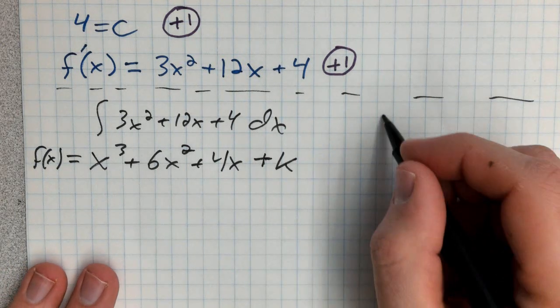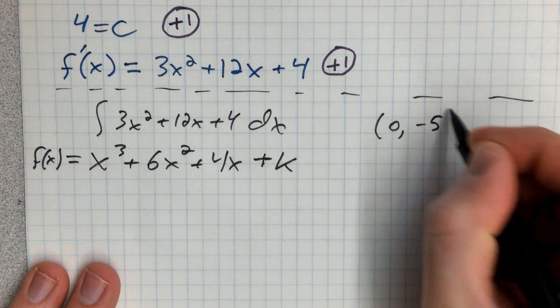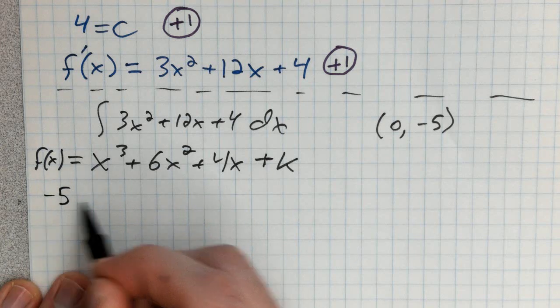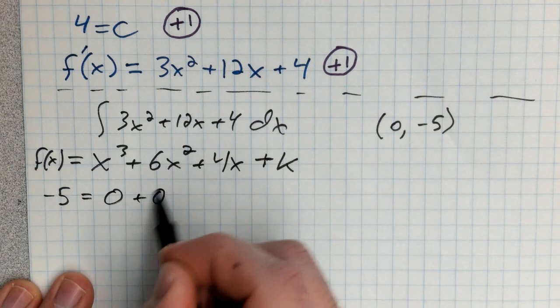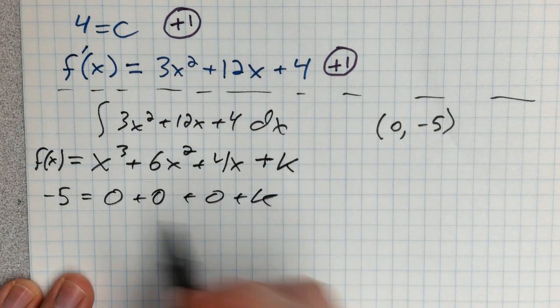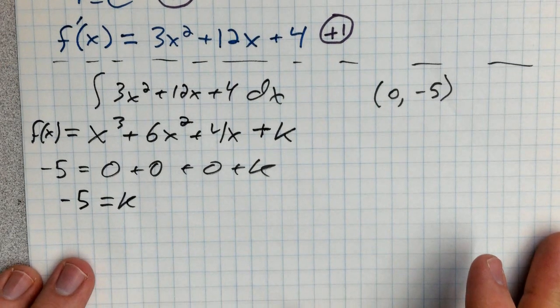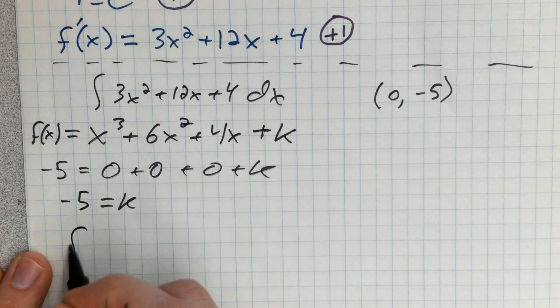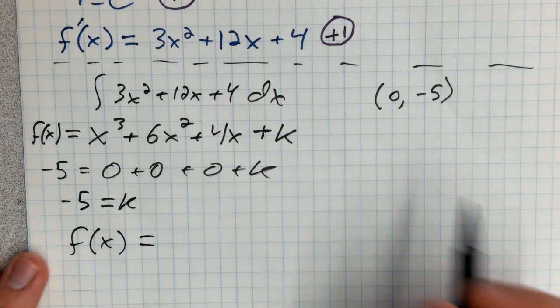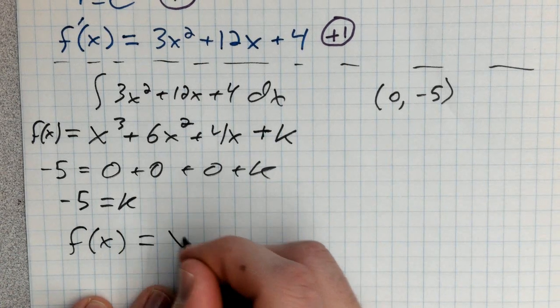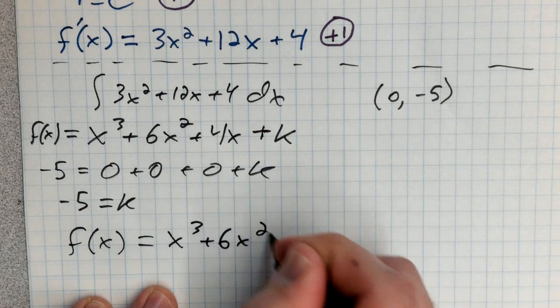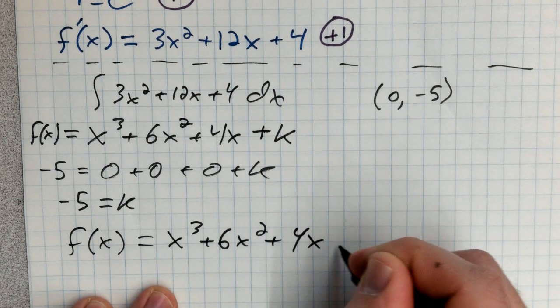All right, and then we know that this function goes through the point (0, negative 5), so I can plug in negative 5 for the function, and 0 plus 0 plus 0 plus k, so therefore k has to equal negative 5. To sum up, we have our final answer for A: f of x is equal to x cubed plus 6x squared plus 4x minus 5.